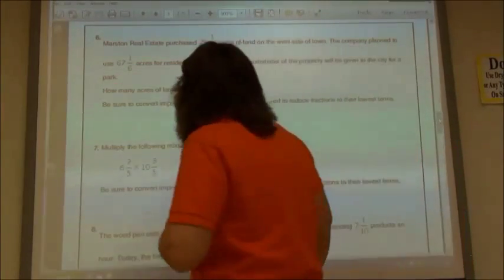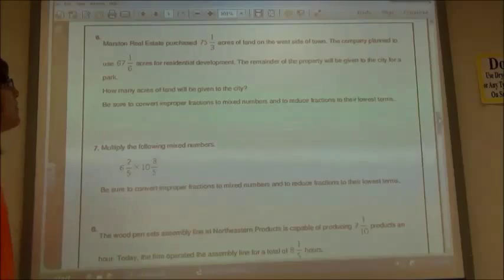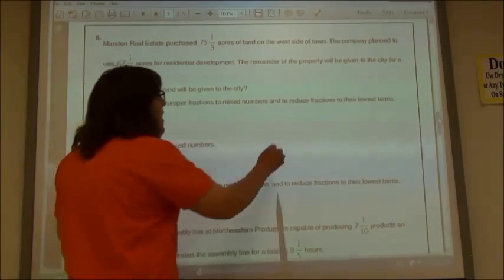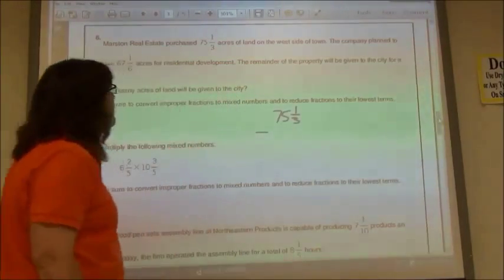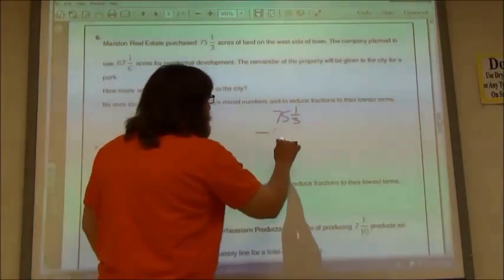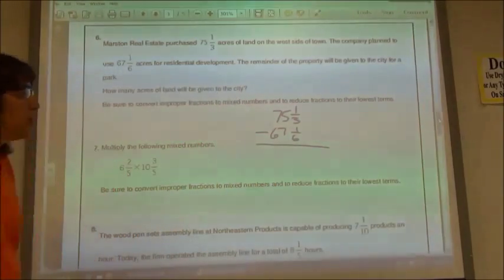Number 6, Marston Real Estate purchased 75 1/3 acres of land on the west side of town. The company planned to use 67 1/6 acres for residential development. The remainder of the property will be given to the city for a park. How many acres will be given to the city? So we have 75 1/3, but we're going to use part of it for development, 67 1/6. We want to know how much they have left for the park to be.